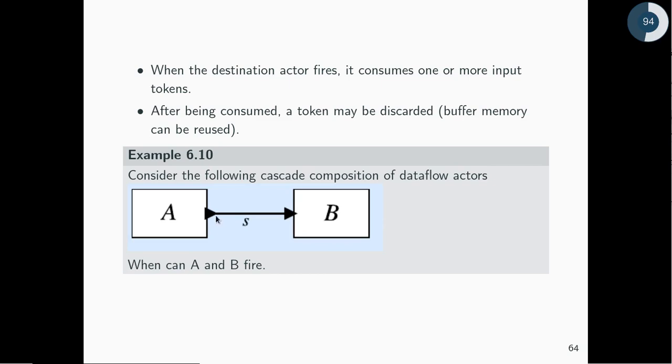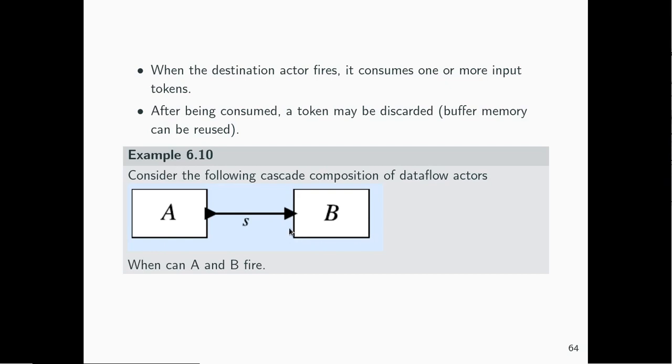And B also consumes one token. S is the signal, basically a sequence of tokens, and B consumes exactly one token. If A produces one token and B consumes one token, then this is a perfectly stable composition. But what if A produces two tokens and B just consumes one token? What happens to the other token? Where is it buffered, or is it lost? So this is one problem.